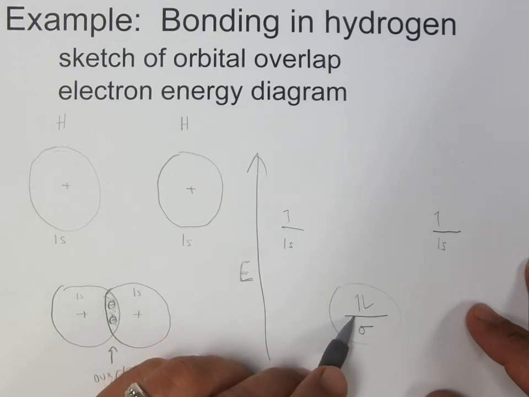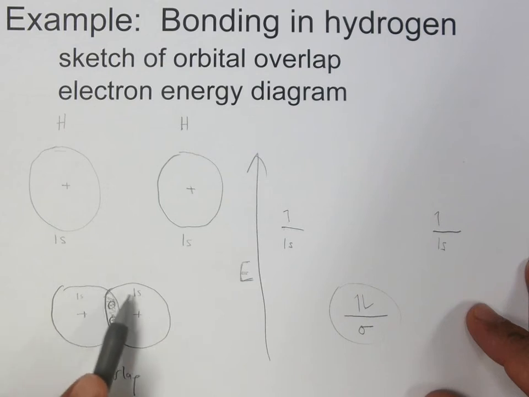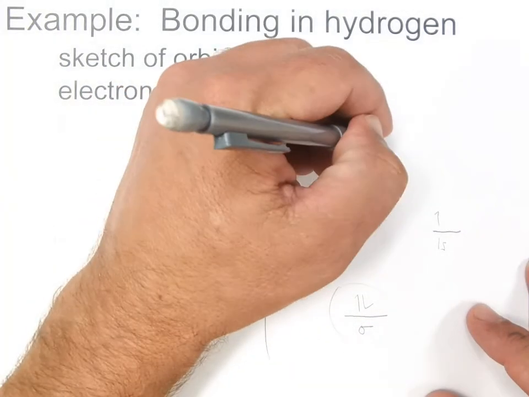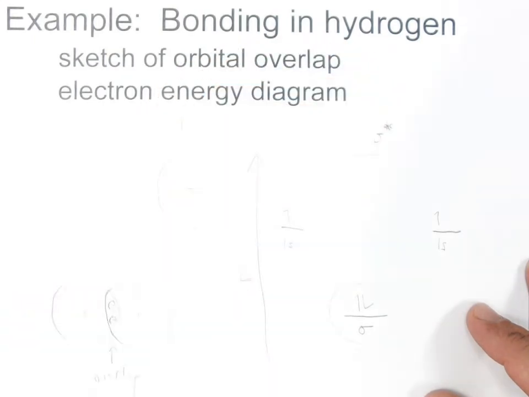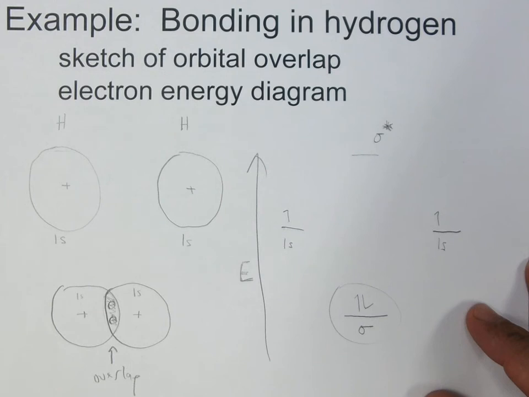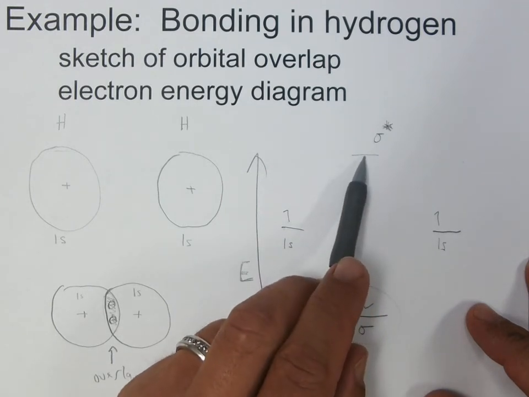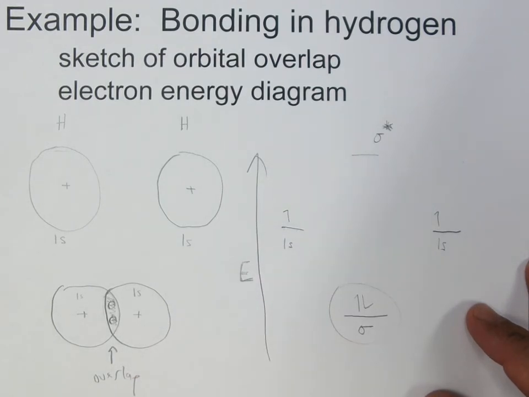When you designate more of the space between the nuclei, it has room for two electrons in a more favorable spot. There's also what they call a sigma star orbital, which is the space on the outside of the nuclei, which is less attractive. Electrons won't go in there because it's higher in energy. That's why you form the bond from the overlap of orbitals, but you don't put any electrons in what they call the anti-bonding orbital.